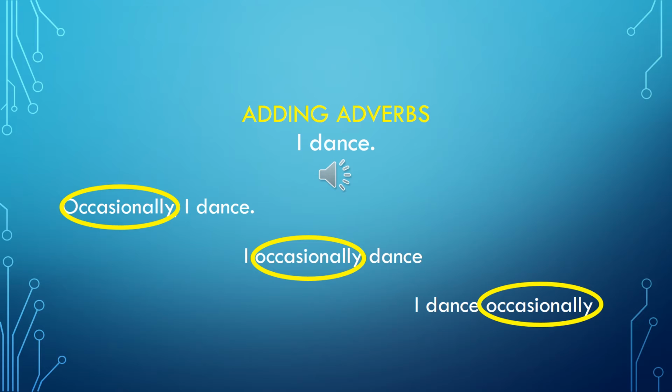Now we're going to talk about adding adverbs to sentences. Let's use the sentence, I dance. We're going to use the adverb occasionally to add meaning to this sentence. We can add the word occasionally in 3 different places. We could say, occasionally I dance, I occasionally dance, or I dance occasionally.